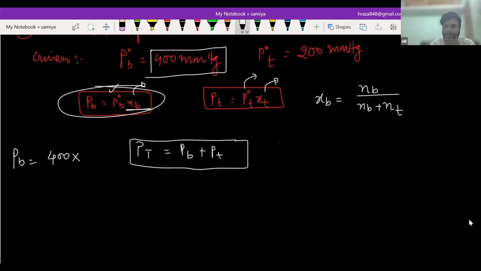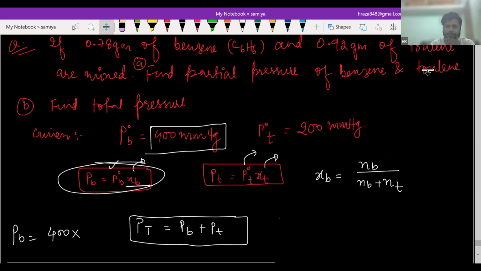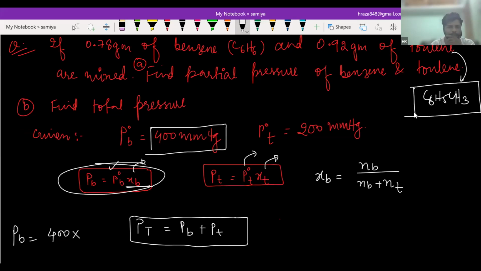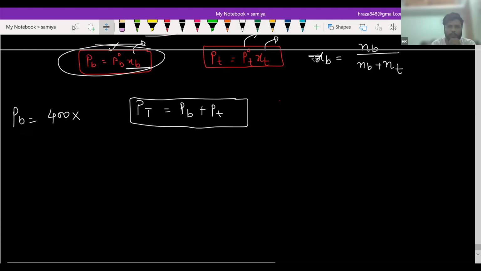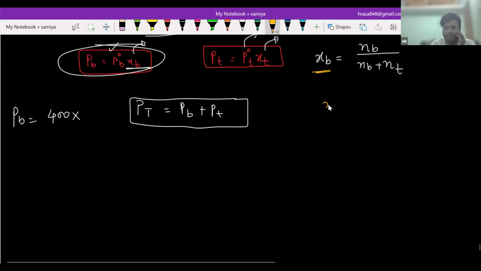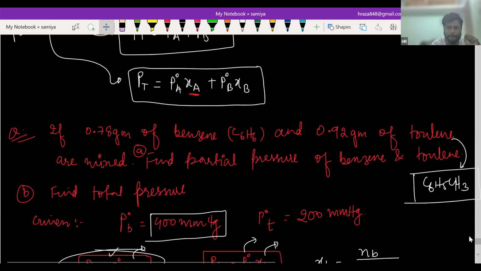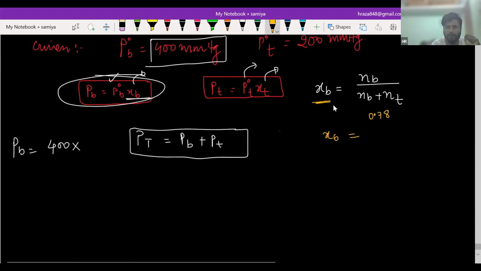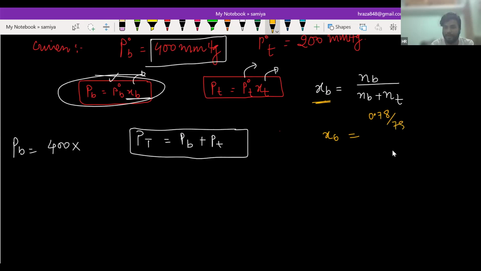Do you know the chemical formula of toluene? Yes or no? Toluene has the chemical formula C6H5CH3. Am I audible to both of you? Yes. Madhya? Yes, sir. Okay, see. Now we need to calculate the mole fraction of benzene. Mole fraction of benzene is equal to the number of moles of benzene, and we can use given mass upon molar mass. The given mass of benzene is 0.78, right? Is it 0.78 or 7.8? 0.78. Okay, now 0.78 is the given mass upon the molar mass. If you calculate the molar mass of benzene, it will be 78, upon the same number of moles of benzene and the number of moles of toluene.